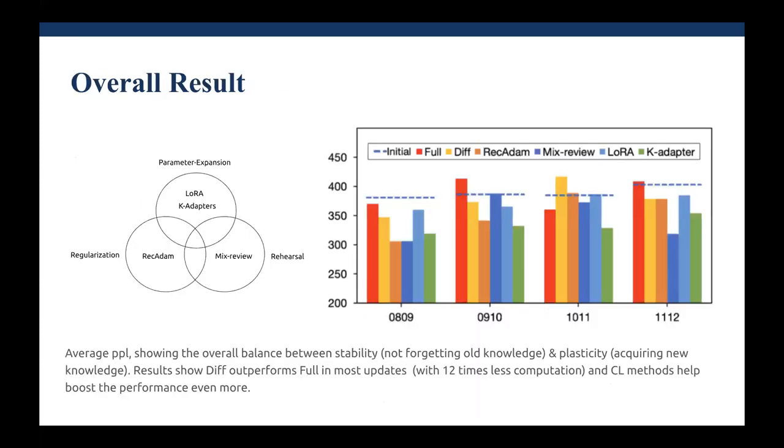Here are the results. We measure the perplexity of our evaluation data, which means the lower the better. We compare various baseline methods. First, initial refers to the initial checkpoint, and full refers to training on the entire Wikipedia corpus for every time period. And diff refers to training only on TWiki diffsets, and the rest of them, RecAdam, Mixed Review, LoRA, and K-Adapters are all well-known continual learning methods. However, we find that the K-Adapter continual learning method shows the most robust performance across time periods. And also, it is interesting that the naive diff model outperforms the full model for most of the time periods, 3 out of 4, with less computation.